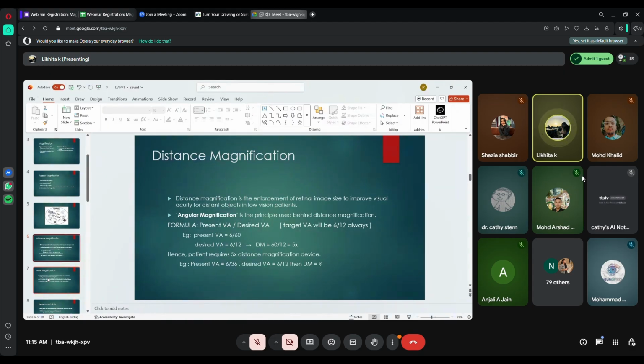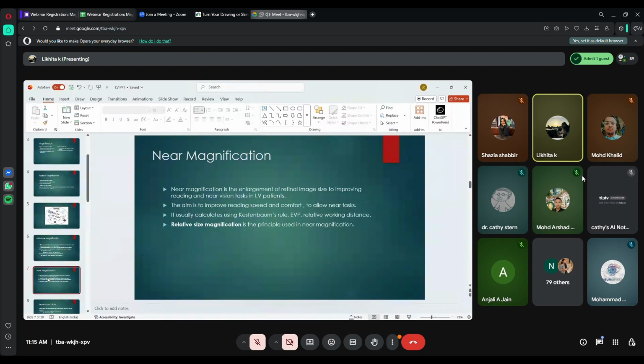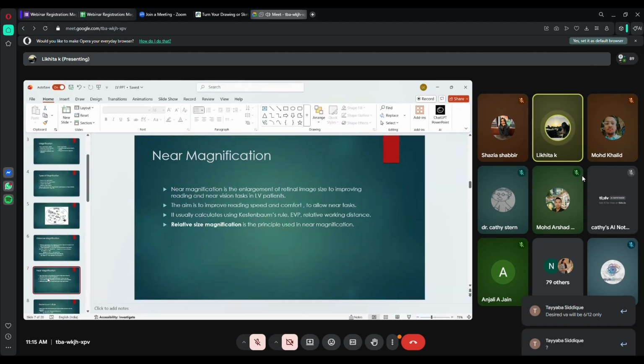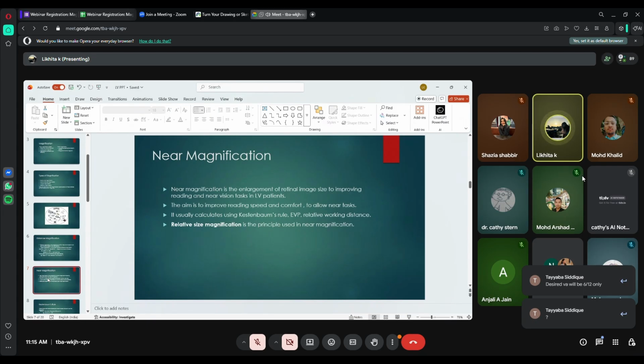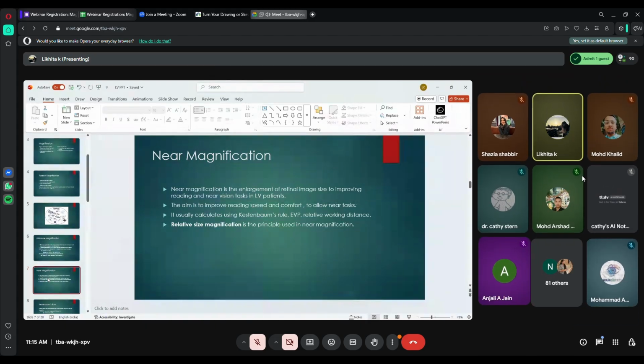Now moving to near magnification. So what is near magnification? Near magnification is the most common requirement in low vision patients. People face a lot of struggle in their daily life activities, so people are most concerned about near acuity.